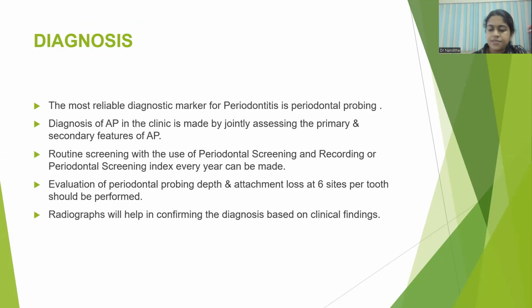Now, how do we diagnose? As we all know, diagnosis of periodontitis is initially by probing. Similarly, in aggressive periodontitis, we can assess the deep periodontal pockets, more commonly in the incisor and molar region. Then secondarily, using radiographs, the presence of vertical or associated bone loss. Then we can do routine screening using periodontal screening and recording indexes, attachment loss, etc. All these radiographs are taken to confirm the diagnosis based on clinical findings.